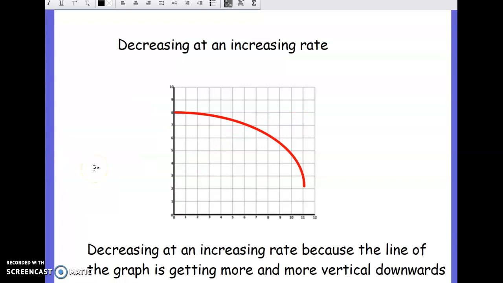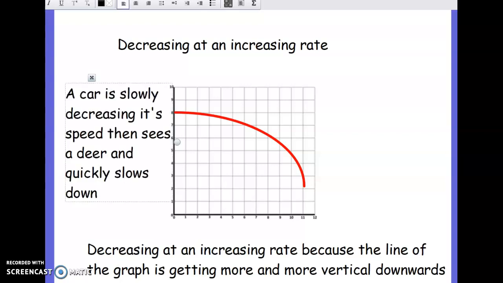Decreasing at an increasing rate. Can you think of a scenario for this situation? Decreasing at an increasing rate could have a scenario like this. A car is slowly decreasing its speed, then sees a deer and quickly slows down. So you can see that it's slowing down kind of slowly, and then all of a sudden, oh no, I see a deer, and it screeches to a halt.